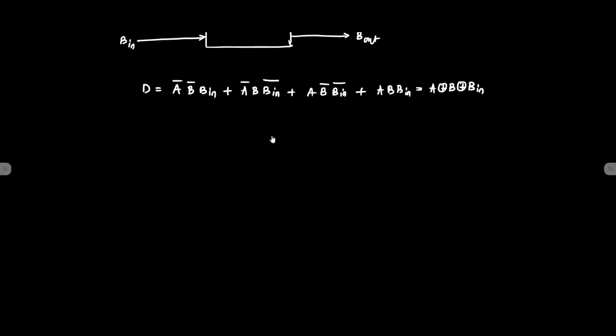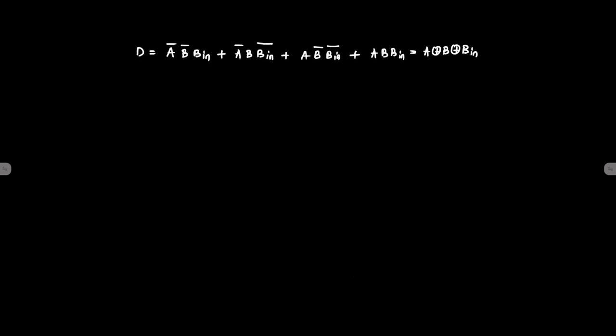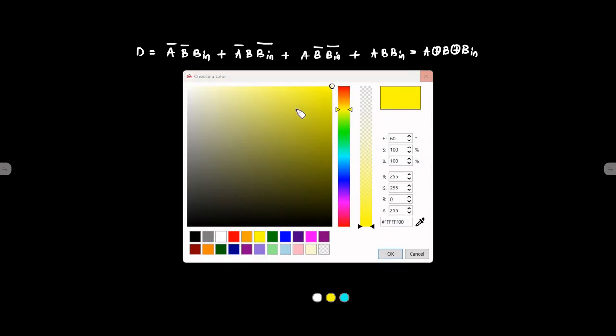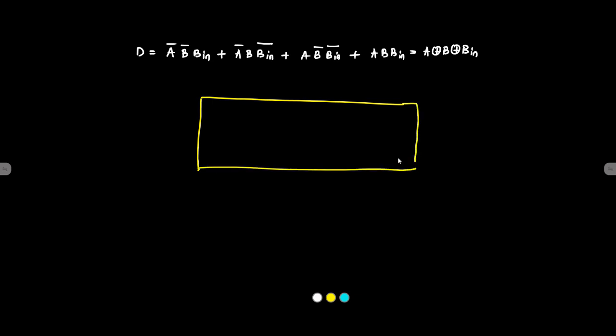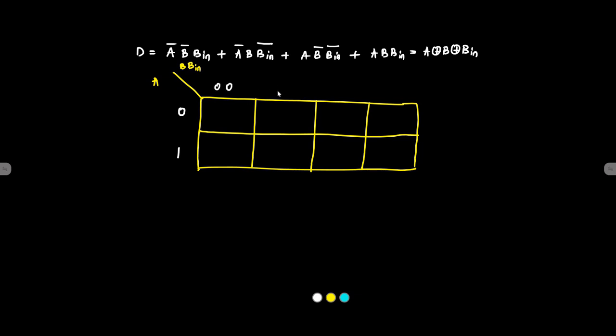So what we'll do, we'll draw a 3 variable K-map. On one side we'll take the A and the other side B, B in. So we have 0, this is SOP, sum of products min term based K-map. So 0, 1, then 0, 0, 0, 1, 1, 1, 1, 0.